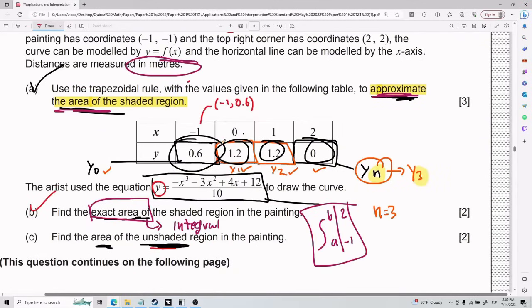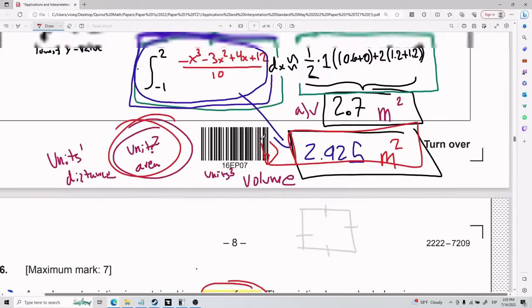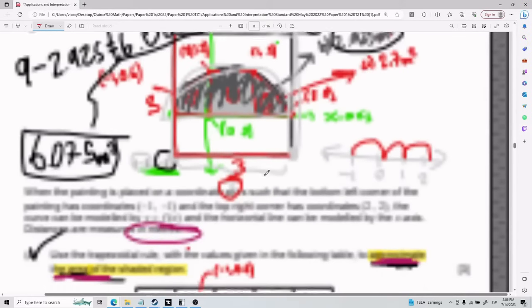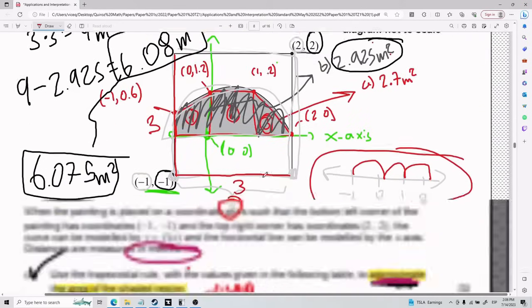I hope that after this exercise you see that the trapezoidal rule is spooky, but it's really not that bad. If you understand that this left side is first and last y values, and that the rest is everything else, and how to find n, I feel like you're good to go. So really get familiar with what's in your formula booklet. Understand the formulas. Don't just know that they're there. But yeah, that is for number 6.